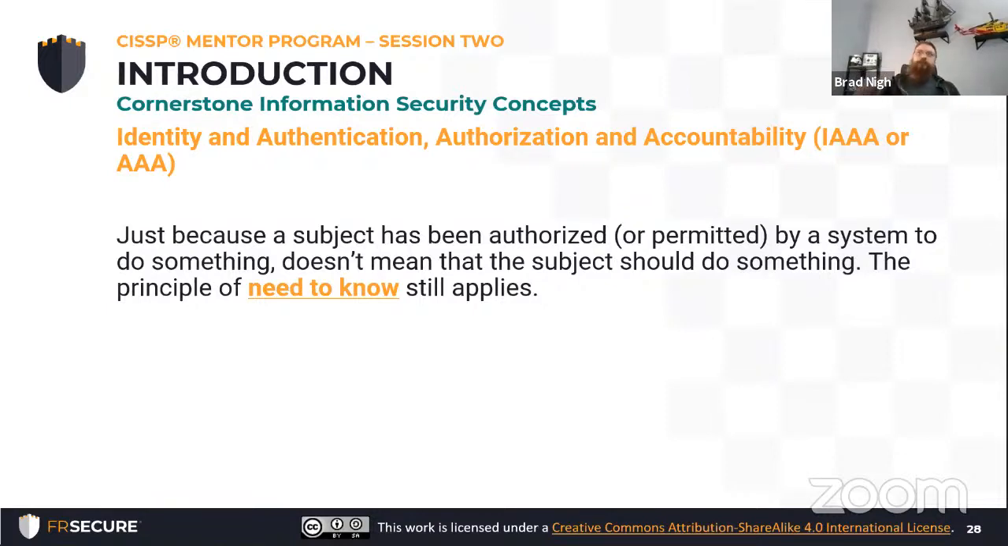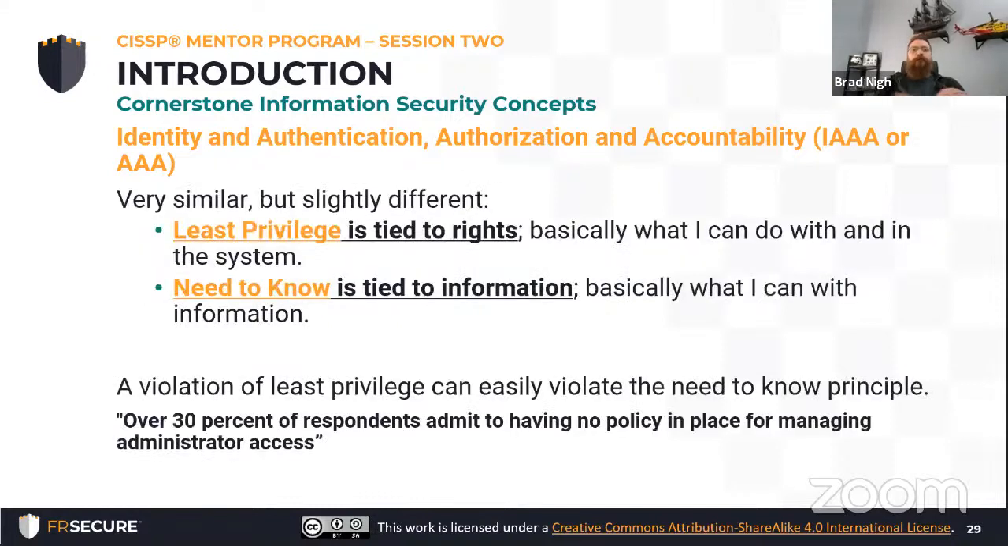Because you have authorization doesn't mean you should be able to do something, right? This is the principle of need to know. Least privilege is tied to rights: what can I do with and in the system? And need to know is your information. So you're going to need to know the difference between those two. Least privilege is tied to rights, what can I do? Need to know is what can I actually see? What can I access?